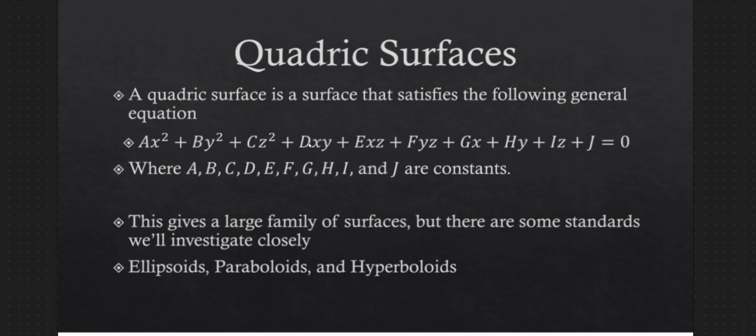And then we also have constants for mixtures of variables, x times y times z, and then each individual separately, and then finally a constant term. Anything that has this form is a quadratic surface.